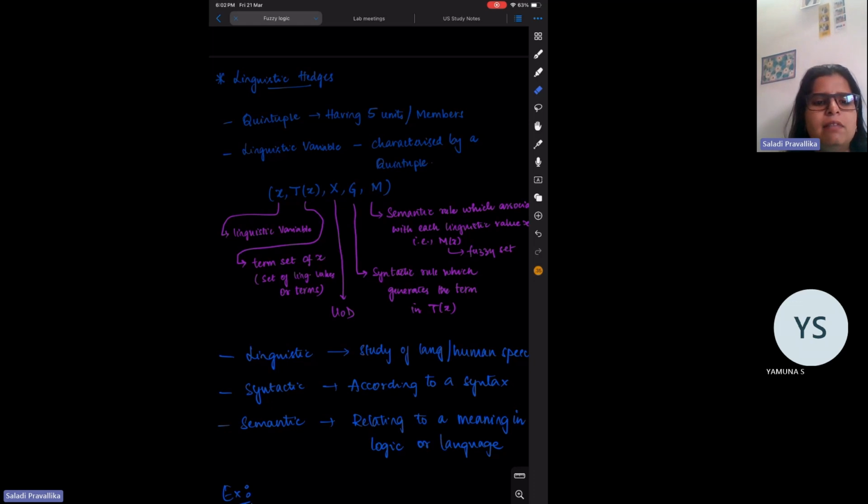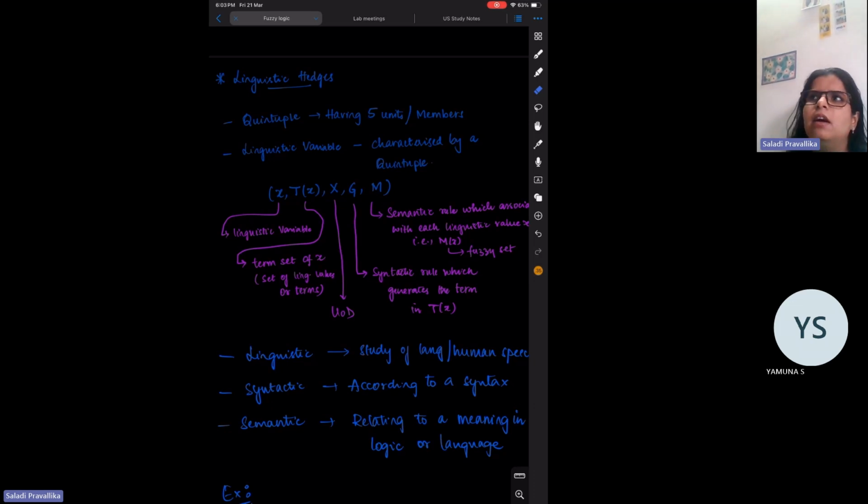Then we have something called a linguistic variable. This linguistic variable is characterized by a quintuple, which means it has a total of 5 units or 5 variables. All these 5 variables are given here as x, T of x, capital X, G, and M. You already know what a small x is. We call a small x a generic variable, but here we call it a linguistic variable. It's similar to a generic variable, actually.